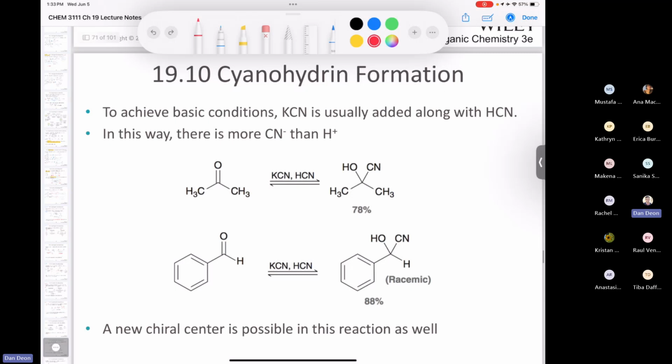Well, to achieve those basic conditions, if you're wondering how you do that, normally what's done is that you mix potassium cyanide, and if you're wondering, is that the potassium cyanide? Like, don't drink the Kool-Aid. That's exactly what it is, okay? So you mix potassium cyanide with hydrocyanic acid, HCN, and then you get your cyanohydrin, and you see it works in a really good yield, as it does in this reaction as well.